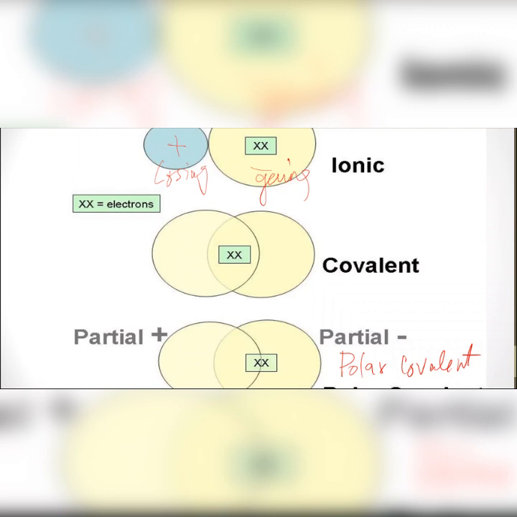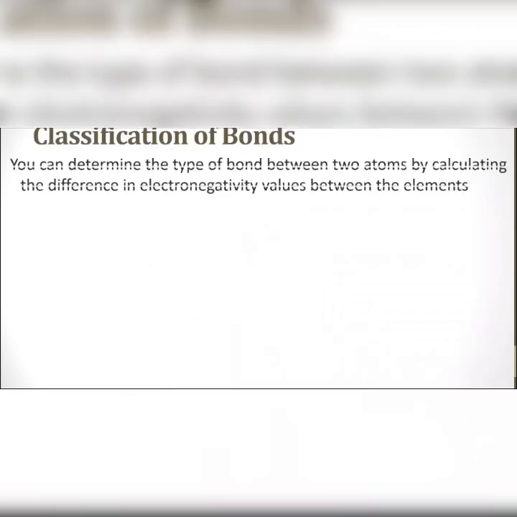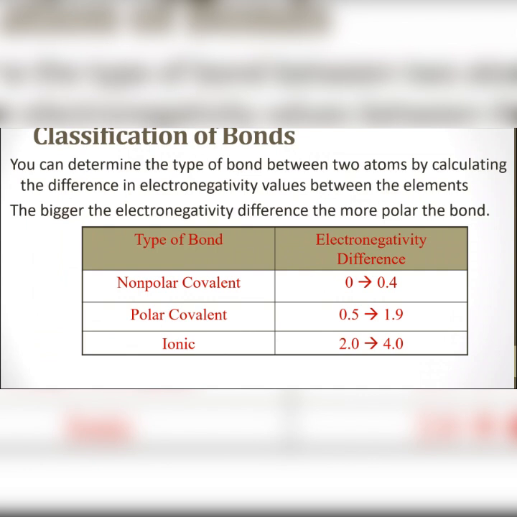If you are asked, by looking at certain bonds, this is polar, this is nonpolar, how would we decide? Let me show you. If the electronegativity difference between two atoms is between 0 and 0.4, this is a nonpolar covalent bond. If the electronegativity difference is 0.5 to 1.9, then it is a polar covalent bond. If the electronegativity difference is 2.0 through 4.0, then it's an ionic bond.